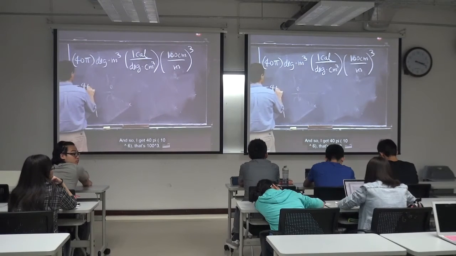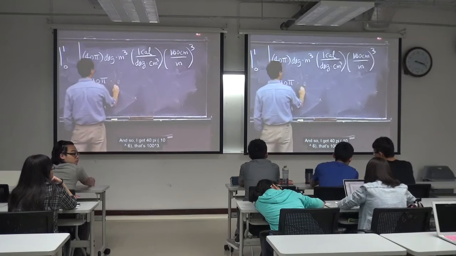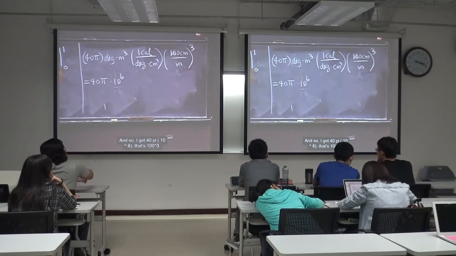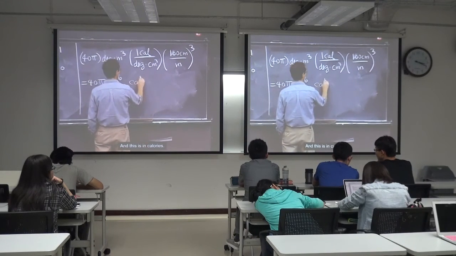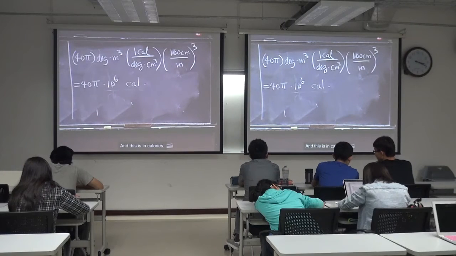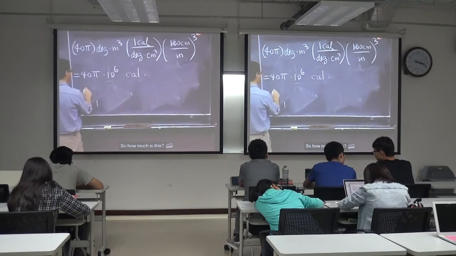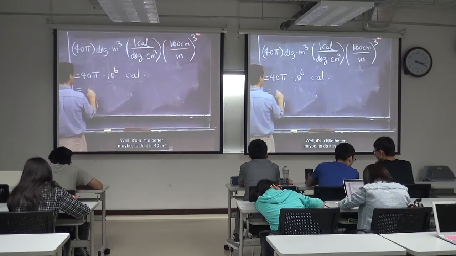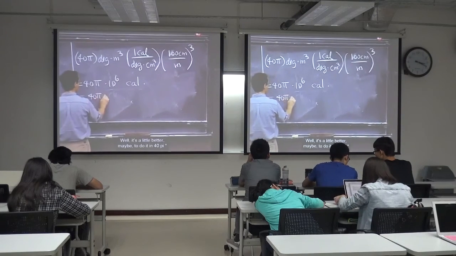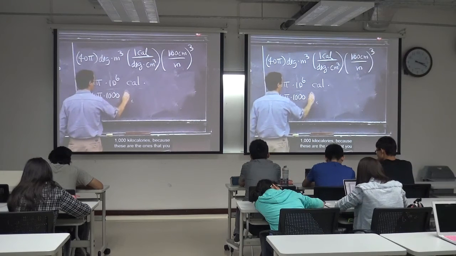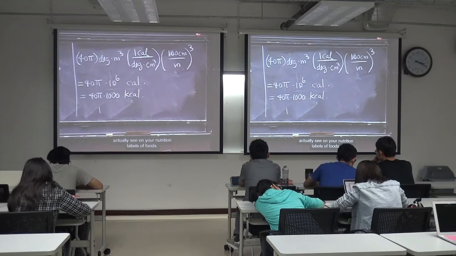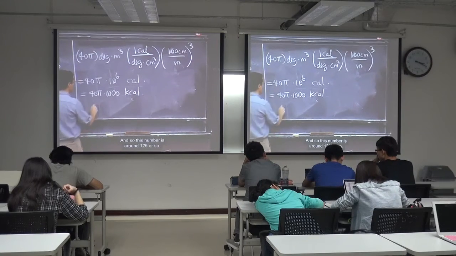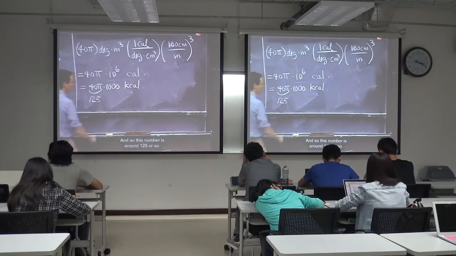And so I get 40 pi times 10 to the 6, that's 100 cubed. And this is in calories. Okay. So how much is this? Well, it's a little better maybe to do it in 40 pi times 1,000 kilocalories, because these are the ones that you actually see on your nutrition labels of foods. And so this number is around 125 or so.